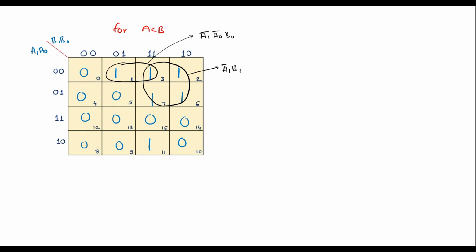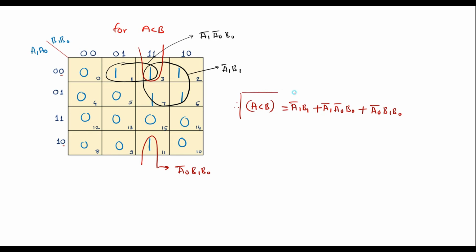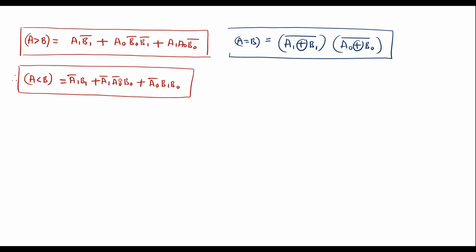And we have one more 1 here. This one and this one can make a pair. The value here belongs to these two columns. Zero is common, that is A naught bar, and here we have B1, B naught. Therefore, for A less than B, the equation is A1 bar B1 plus A1 bar A naught bar B naught plus A naught bar B1 B naught. This is the output Boolean expression for A less than B. These are the three equations, A greater than B, A equal to B, and A less than B.